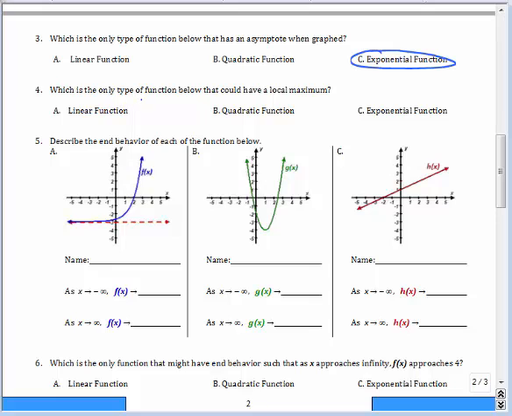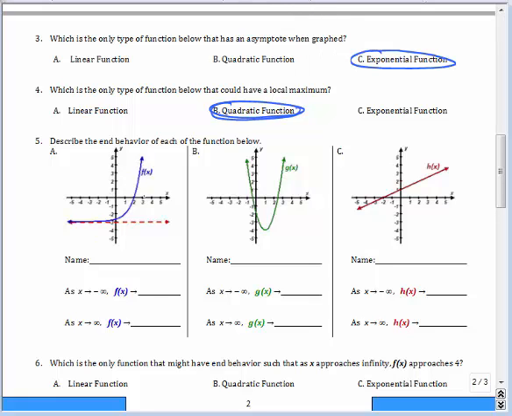Which is the only type of graph below that could have a local maximum? Well, this is an example of a quadratic that has a local min. If you flipped it upside down, it would have a local maximum. So of these three functions, quadratics are the only one that would have a local max or local min, so it's a quadratic function.